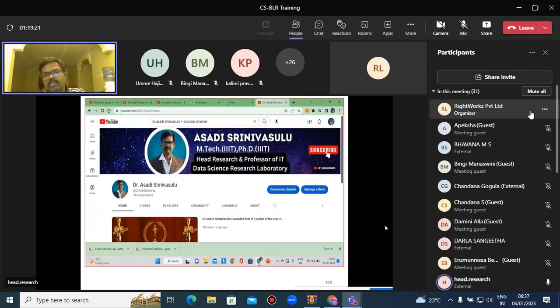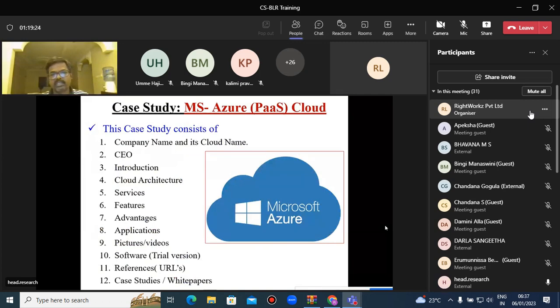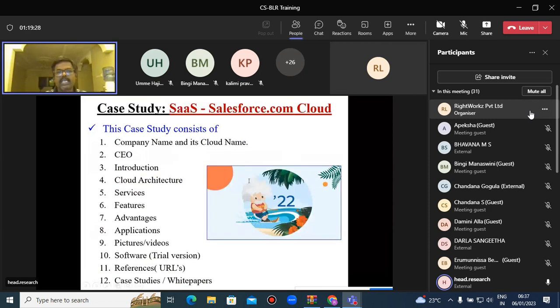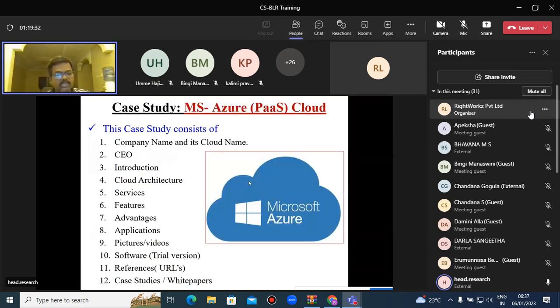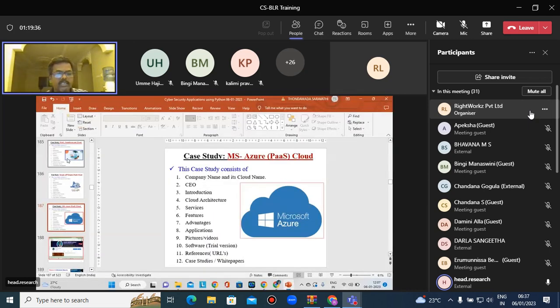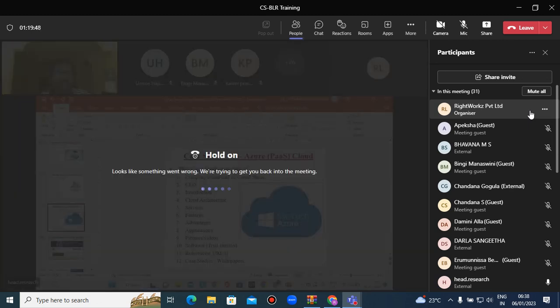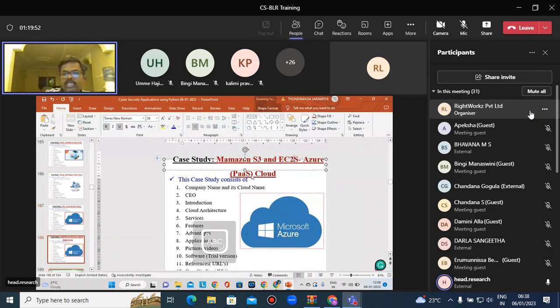It is also a platform as a service cloud. Then the infrastructure as a service cloud, IaaS. So SaaS, PaaS, and IaaS. EC2 and S3 are the two famous clouds under infrastructure as a service. So that is called the Amazon cloud.